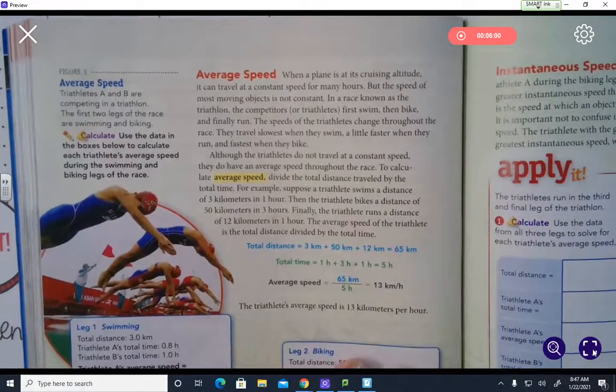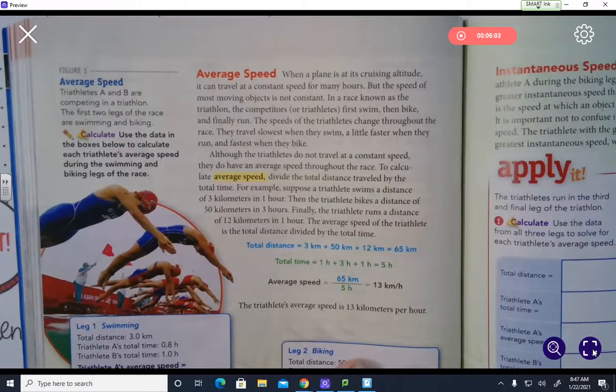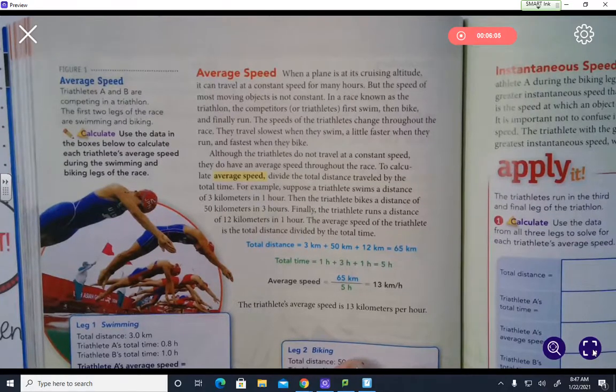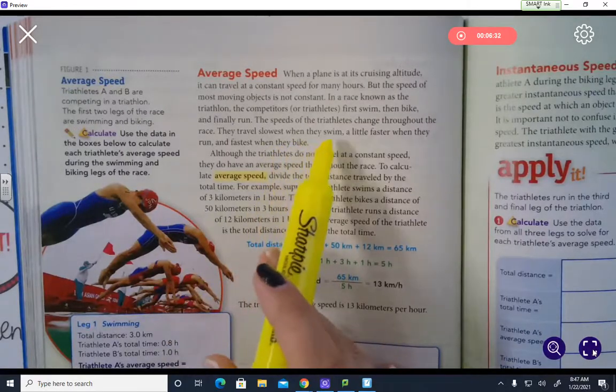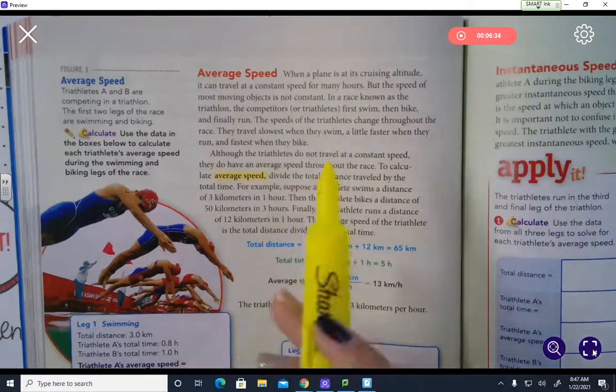So now we're going to talk about average speed. So this is a little different than normal speed. When a plane is at its cruising altitude, it can travel at a constant speed for many hours, but the speed of most moving objects is not constant. In a race known as a triathlon, the competitors, or triathletes, first swim, then bike, and finally run. The speed of triathletes changes throughout the race. They travel slowly when they swim, a little faster when they run, and fastest when they bike.